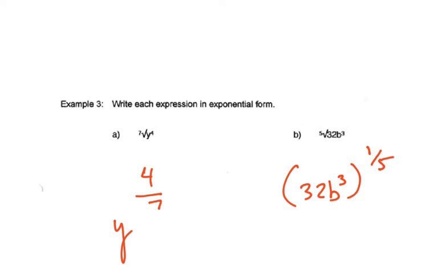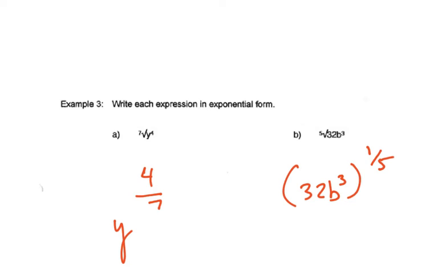Now we're going to do this in reverse. So the number inside goes on top, the number outside goes on the bottom, and you go wide. So this becomes 32b cubed to the 1/5. I'm going to say that that's sufficient. The reason why I'm pausing is there are things that we can do here, but I'm going to say that that's sufficient.